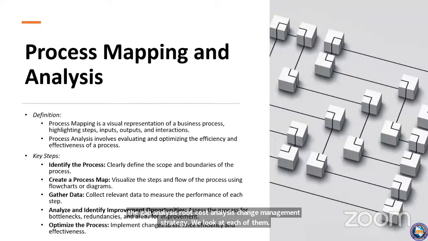By definition, process mapping is a visual representation of business processes, highlighting steps, inputs, outputs, and interactions. Process analysis involves evaluating and optimizing the efficiency and effectiveness of a process. Now, when you are doing process mapping, you are looking at the key processes, the sub-processes, and the subsets of the processes. And then by looking at the different domains, you want to find out which ones are the critical processes.